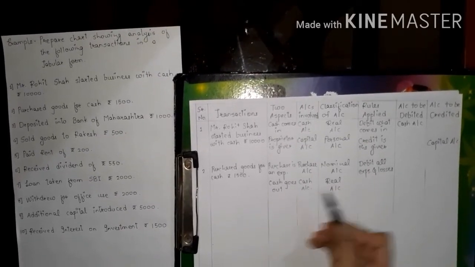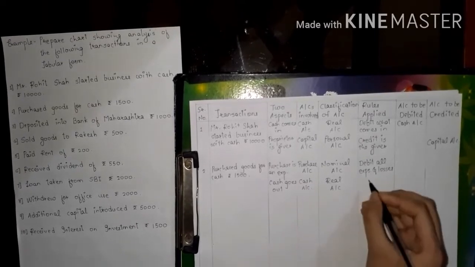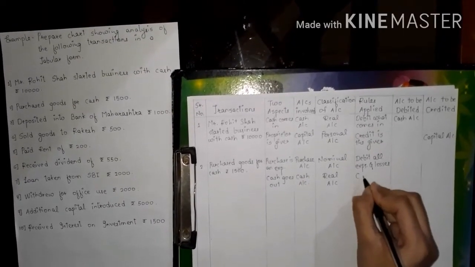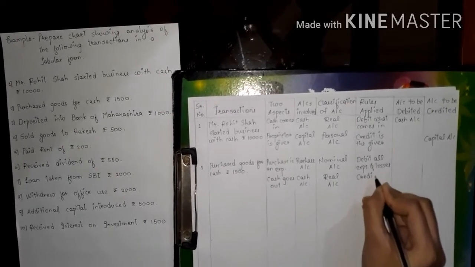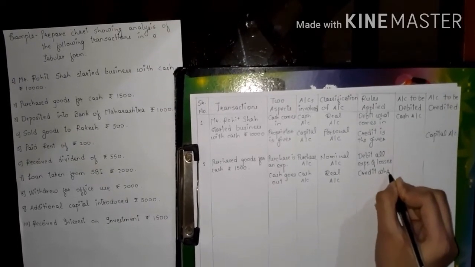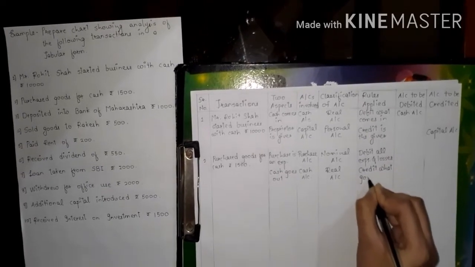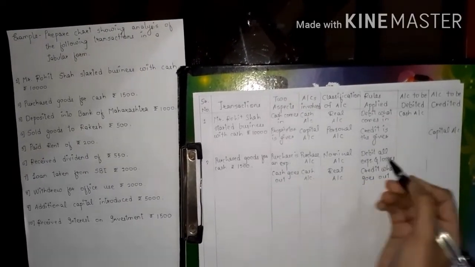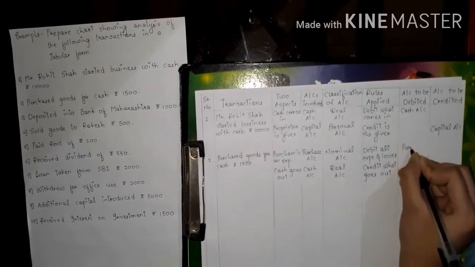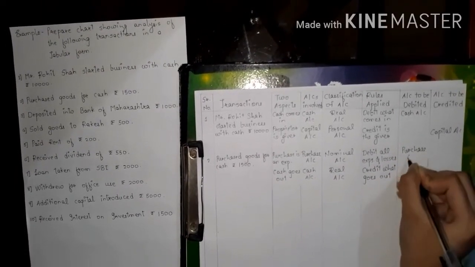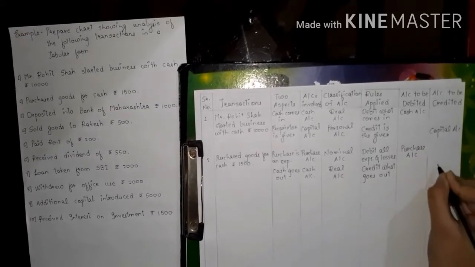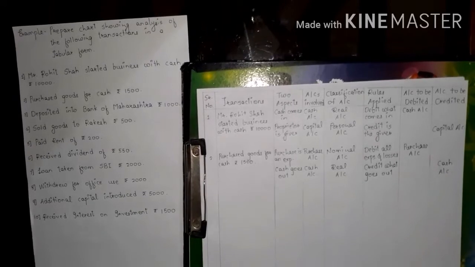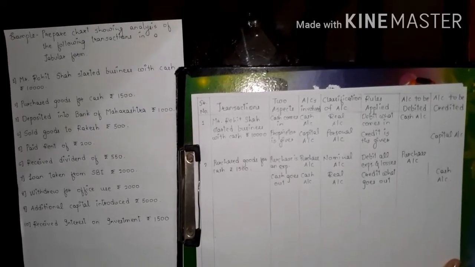Next, real account, cash goes out. Now cash has gone out over here. So we will write down the rule of real account: credit what goes out. Okay. Now account to be debited as usual is purchase account. And next, cash account is credited as cash has gone out. So this is how the second transaction works.